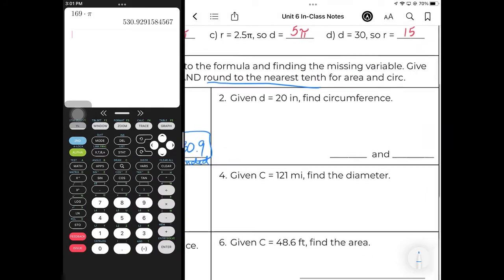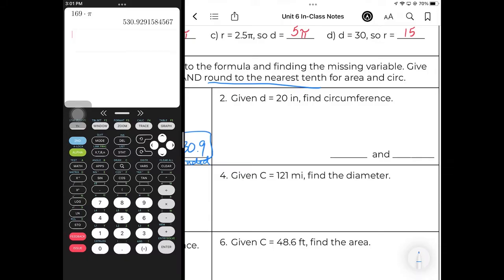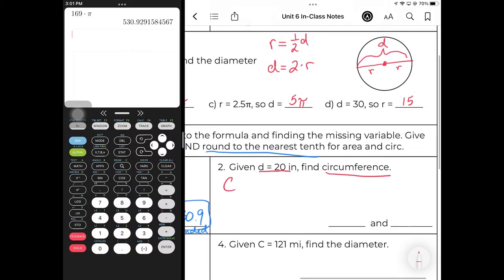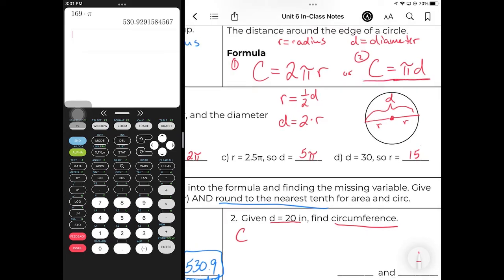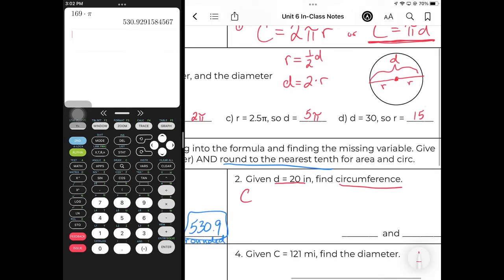Okay, on number 2, we're going to do the same kind of thing, but we're using the diameter to find the circumference. So since I want the circumference this time, I want the circumference formula, and since I'm given a diameter, I want the circumference formula that uses diameter with the d. So the formula I'm going to write down is C equals pi times diameter. I know d is 20, so I just replace that. Pi times 20, that already is my exact form answer. I just have to flip it around. I always write the number first, then I write my pi symbol last. So my exact answer is 20 pi.